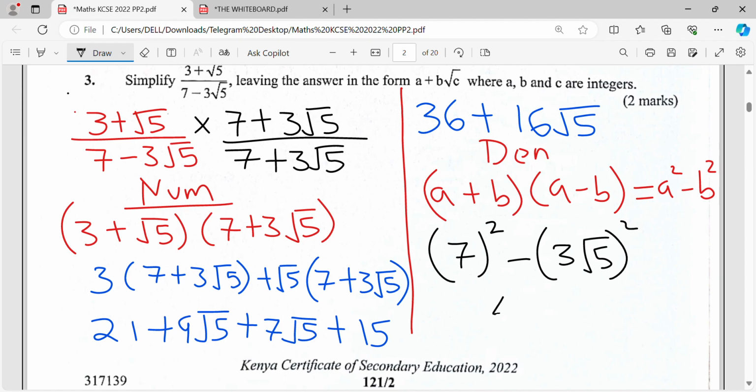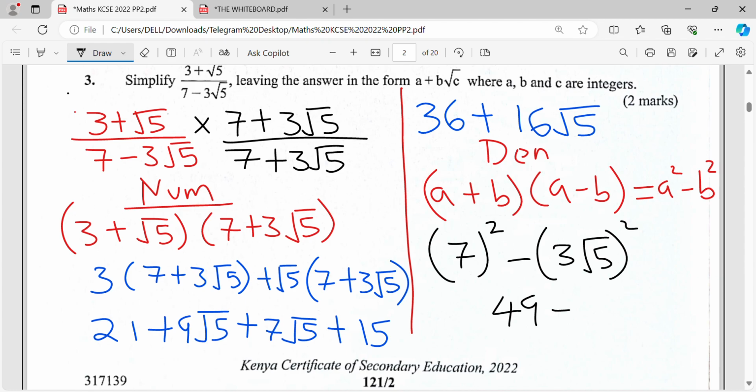So you just square your a, which is the first one. The first one is always our a. So our a is 7, you square it. Then you put a minus, then you square your b. B is 3 root 5. You square your b, then you just minus, then you get an answer. So 7 when you square, that is 49, minus, then let's square 3 root 5.